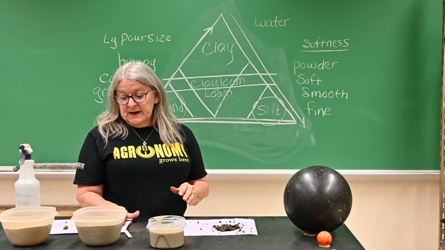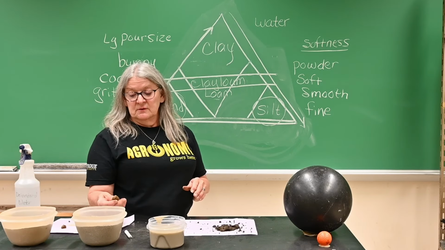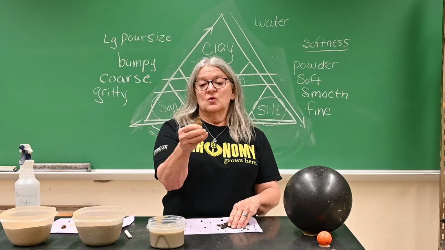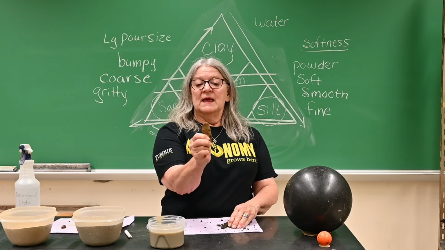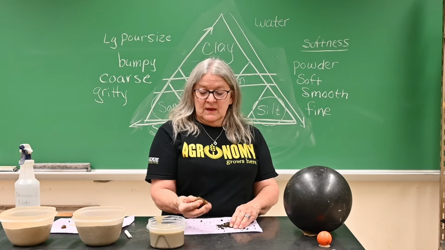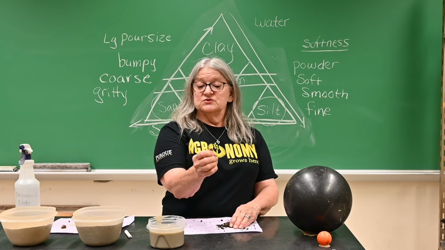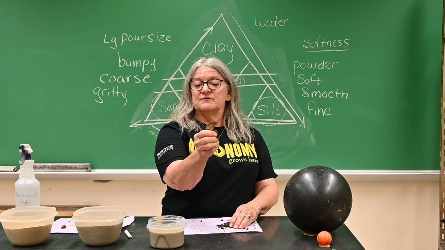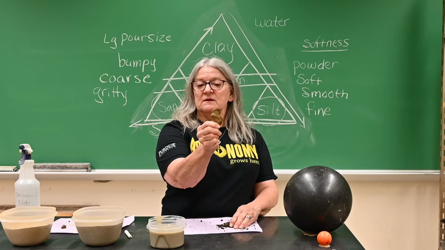So just by texture, by feel, we have a nice long ribbon. It has a little bit of grit to it. So we're going to leave it in the center of the triangle. And this is going to be a clay loam.